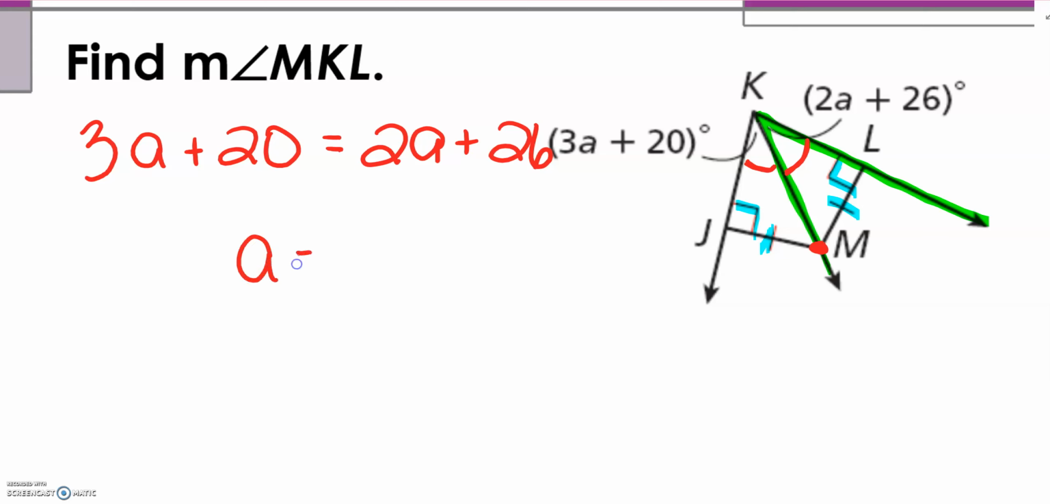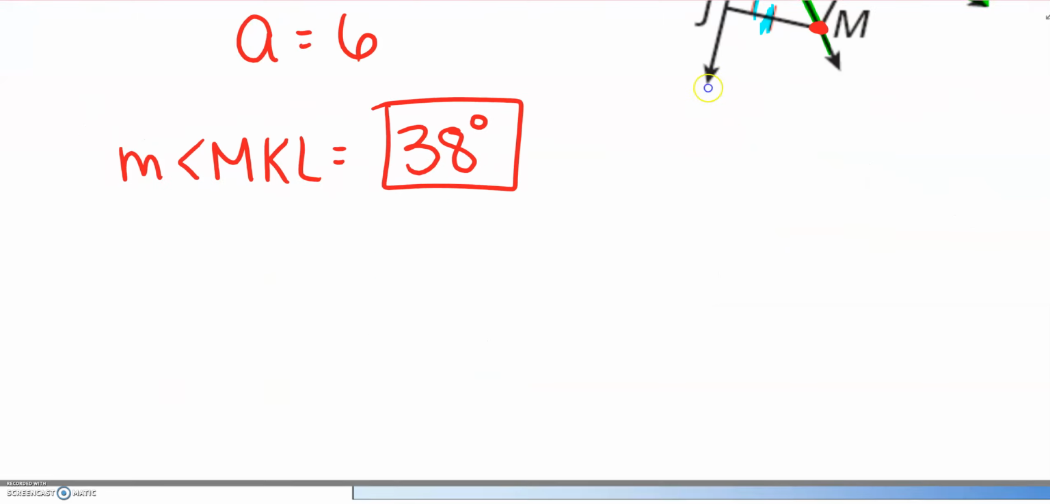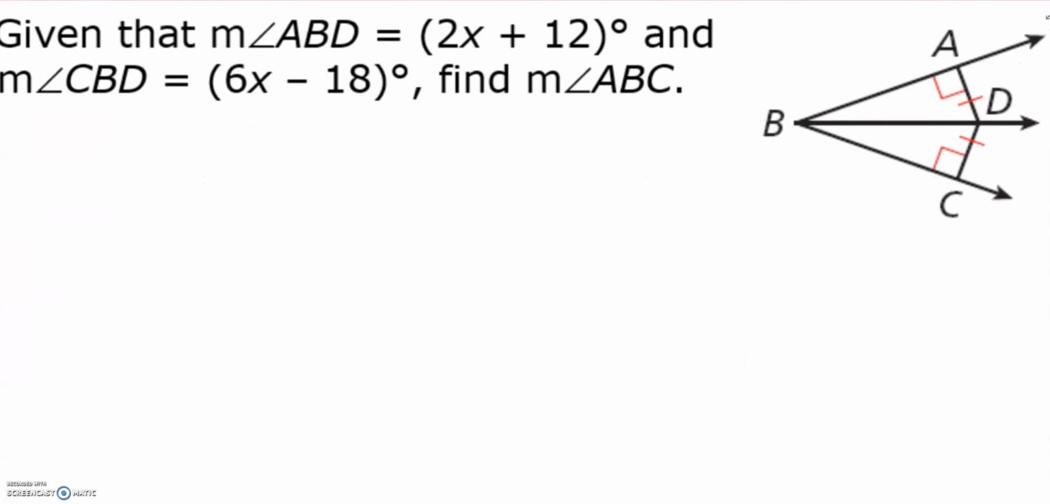You should have found that a equals 6, which makes my measure of angle MKL equal to 38 degrees. Hopefully you're good there. Next slide. Pause the video here and please work this one out on your own.